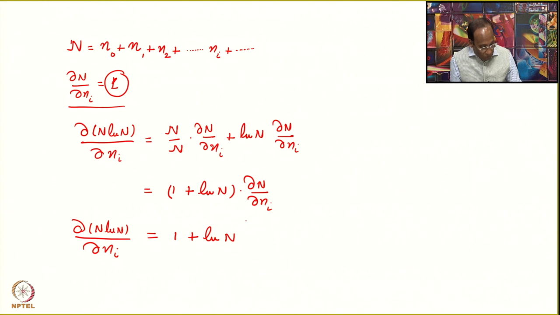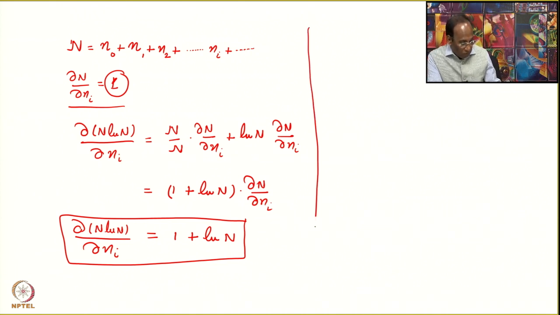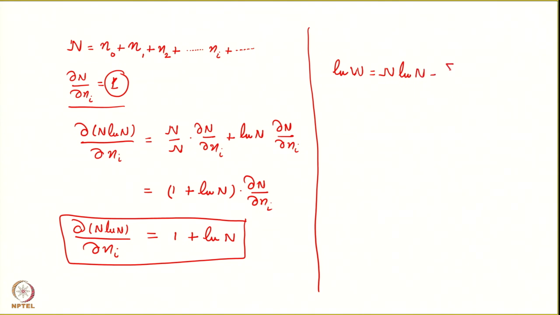Fine. So first part of that is done. Now we need to work on the second part. And what was that second part? Let us recall. Log W was equal to N log N minus summation i Ni log Ni. We have worked on the derivative of this. Now let us work on the derivative of this.